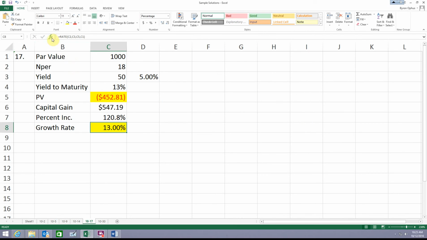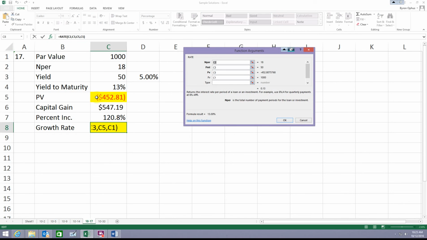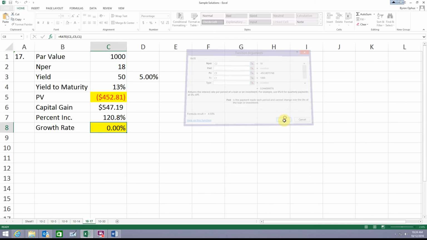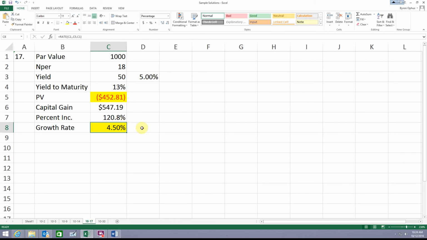But it's asking not for that. It's just asking what the present value to the future value is over the 18 years. So let's take out that payment. And then I get an answer of 4.5%. So I'd get 4.5% annual compounded rate of return just based on the purchase price and the ultimate sales price without counting the $50.